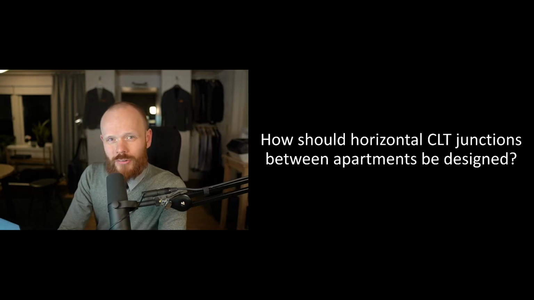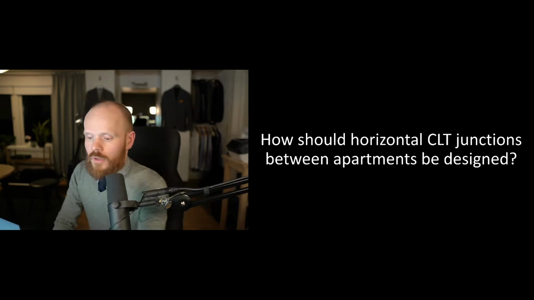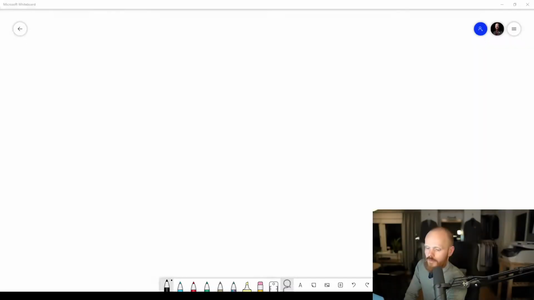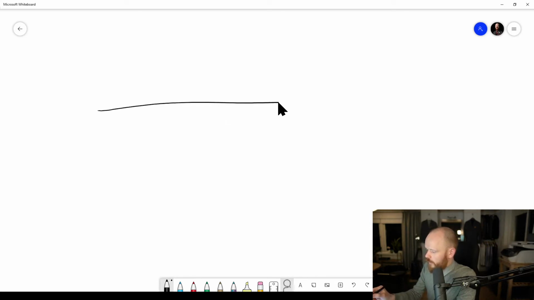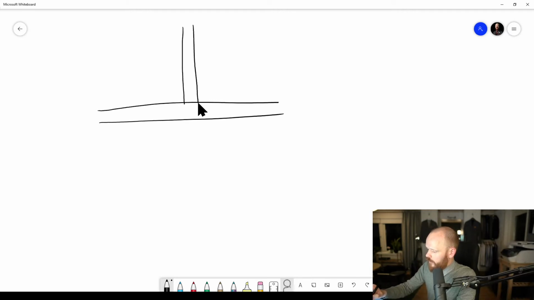How should horizontal CLT junctions between apartments be designed? Take a look at this. When we do a CLT building, let's say we have the outer wall, and then we have apartment 1 and apartment 2 here.